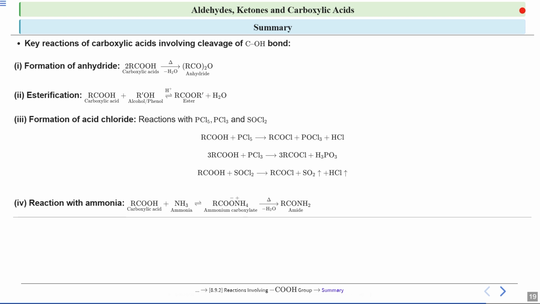Next, we discuss the reaction with ammonia. Carboxylic acid reacts with ammonia to form ammonium carboxylate, which upon heating loses a water molecule to form an amide. Amides are quite important in the production of polymers and pharmaceuticals.